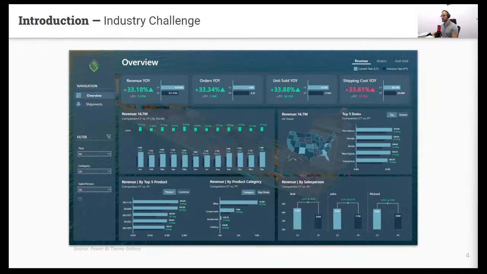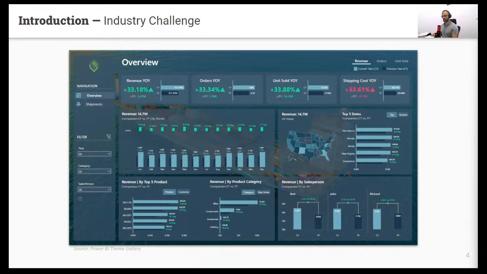We often see reports similar to this one. Now, this one might look super good at first, but when you sit down and try to analyze this one, you will find, for example, it's unnecessary to use the background image, or the space is not utilized properly, or the chart choices are not the optimal ones.